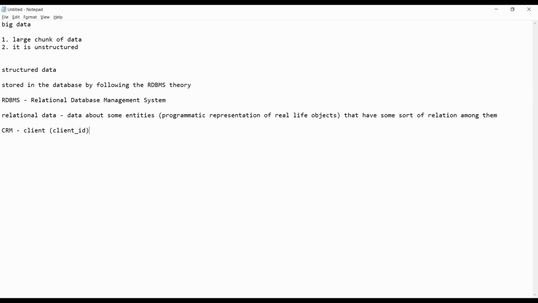Some sort of client ID. Either we are giving the ID, we are asking them to choose the ID, or our system is automatically providing an ID, but something like that, a client ID. This is in fact called a unique key, not really a primary key. A unique key can be a primary key, a foreign key, whatever that might be.